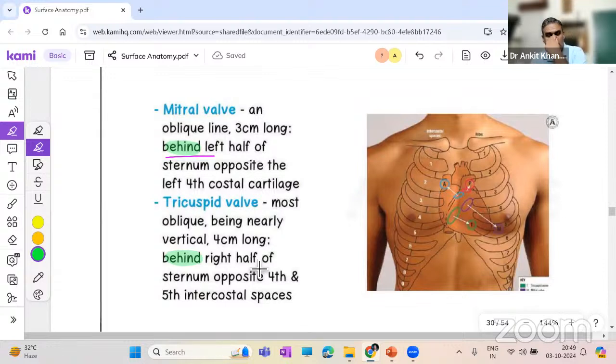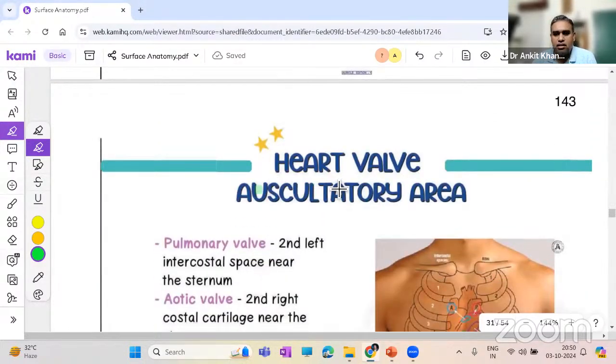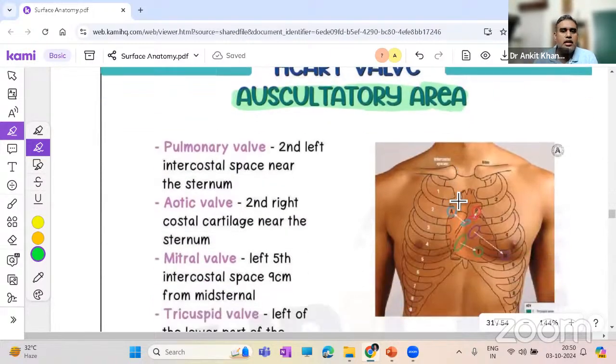All these 4 valves are actually behind the sternum, but that is not of clinical use because you are not able to do anything over there. Only if you are a cardiac surgeon later on and you open up the heart in an open heart surgery, then obviously you will see. But clinically, they are not that important. What is important is the other thing, that is the auscultatory area. This is where you are going to put your stethoscope to hear the heart sounds. I hope you are understanding my point. This is different over here.